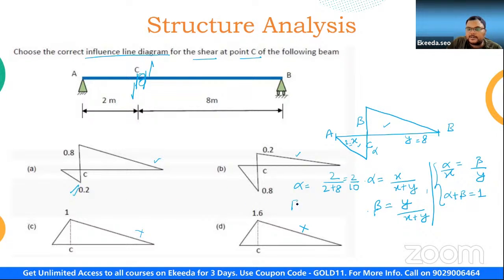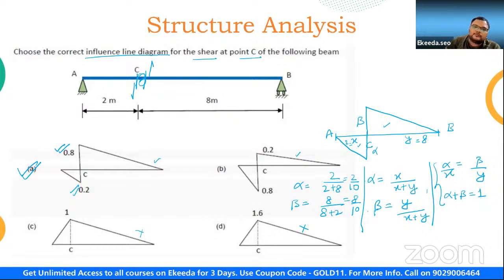Similarly, this beta will be y upon x plus y. Y means 8, so 8 upon 8 plus 2. That is 8 by 10. Right, guys? So this beta will be 0.8. So what is going to be the correct option for this one? Option A. Yes. Does anybody have any doubts in this one?